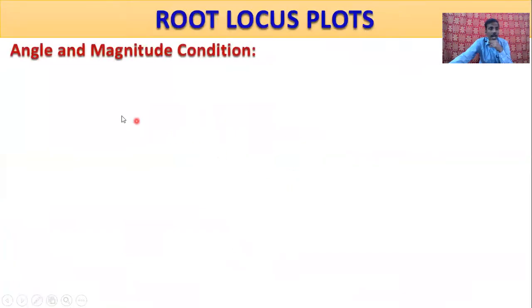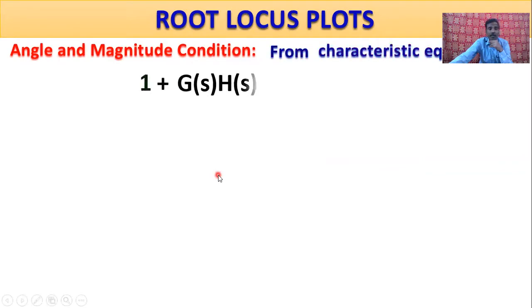So, root locus plot: angle and magnitude condition. What is the angle and magnitude condition? From the characteristic equation 1 + G(s)H(s) = 0, the product of the forward gain and feedback gain, G(s)H(s), is called the open loop transfer function, and 1 + G(s)H(s) is called the characteristic equation.